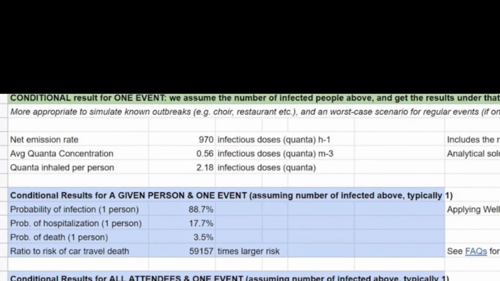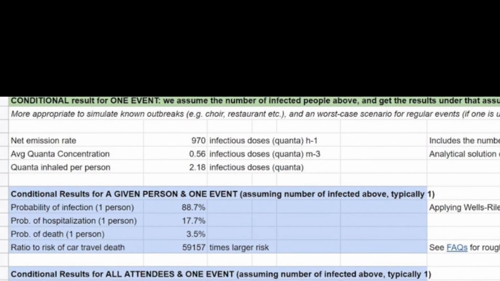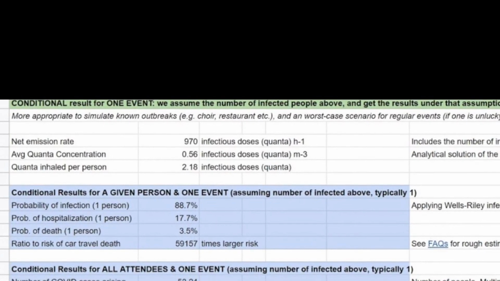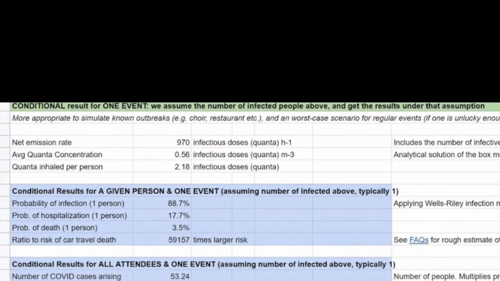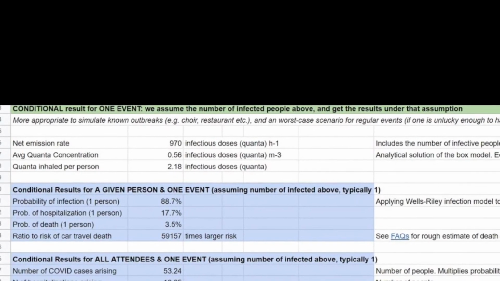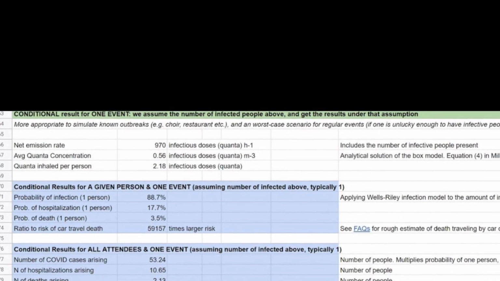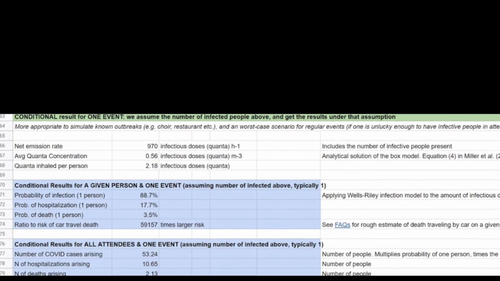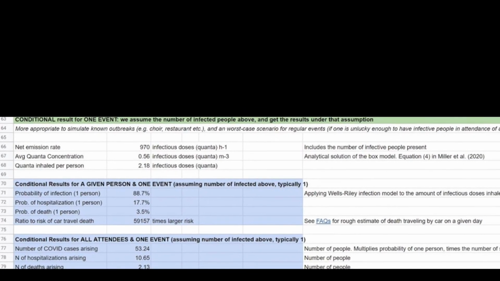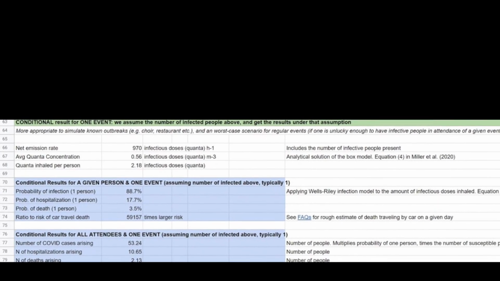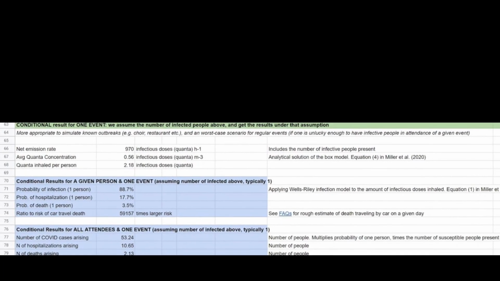These results tend to be higher than the absolute results and tell us, given the scenario's circumstances, the chance of a person getting infected, being hospitalized, or dying. For more context to the significance of these numbers, we have the ratio of the risk of dying in a car-related accident. Then we have the amount of people in the event who would be getting infected, hospitalized, or dying.